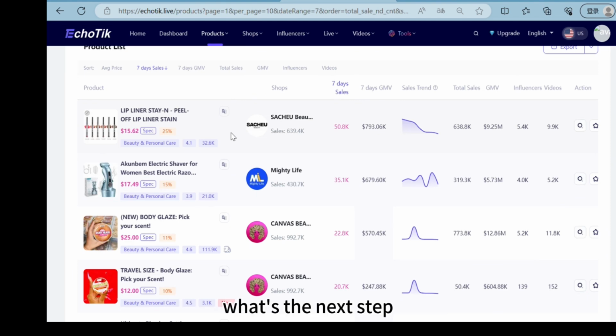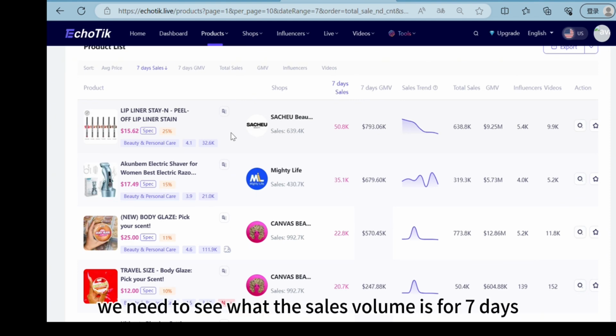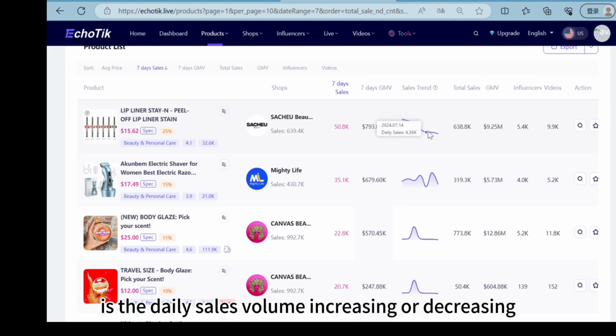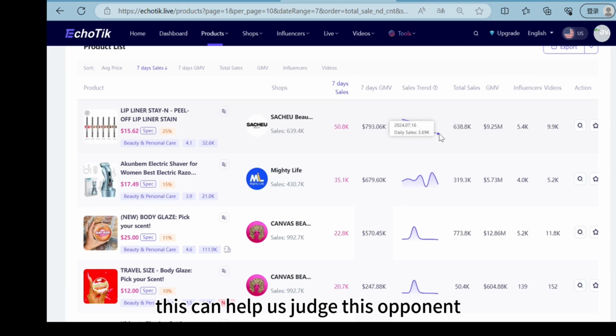What's the next step? We need to see what the sales volume is for 7 days, and what the trend of sales is. Is the daily sales volume increasing or decreasing? This can help us judge this opponent: is it in an upward state, or in a declining state? Let's judge how competitive the entire product is.